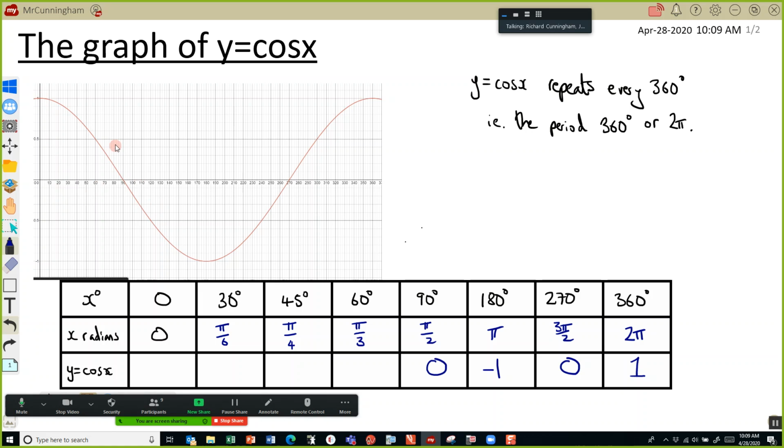Jesse? Cos of 0? No, so here's our cos graph. And when it's at 0, I get a value of 1. That's okay.